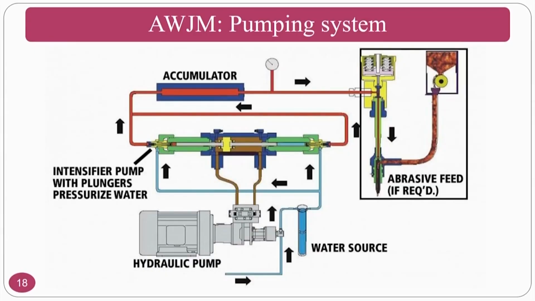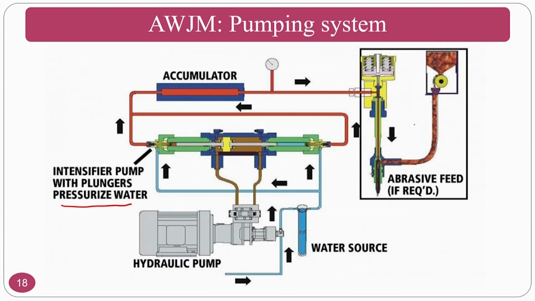In this one, you take the water source and pump it into the intensifier pump with plungers to get pressurized water. Normally, this intensifier increases the pressure, it has its own mechanism, and you send it to the accumulator where you can store this highly pressurized water. Then you send it to the nozzle.